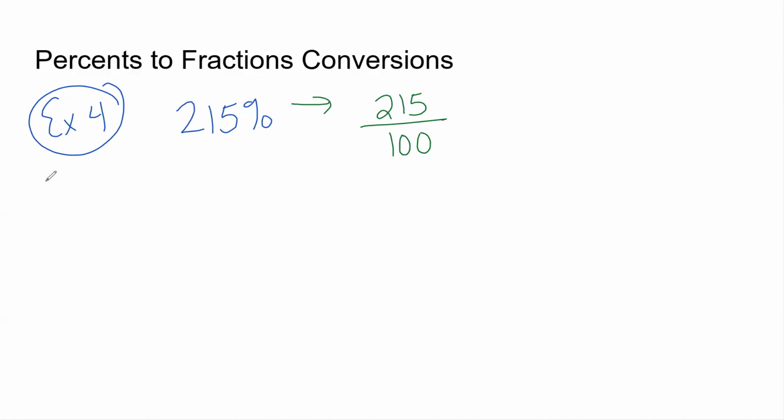Okay. If you are going to leave this improper, just reduce. So I know I can divide by 5. So that's 20. I'm going to use my calculator and do 215 divided by 5. That's 43. And that doesn't reduce anymore. Done.